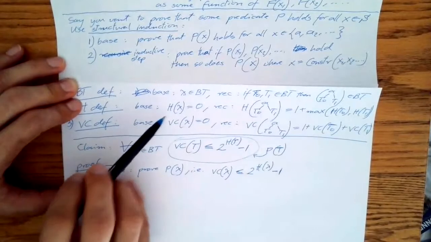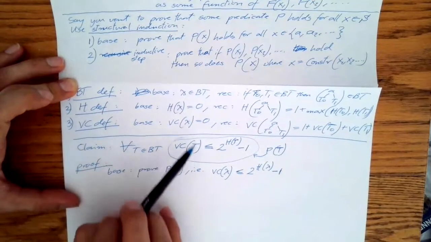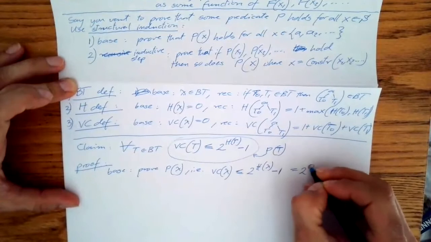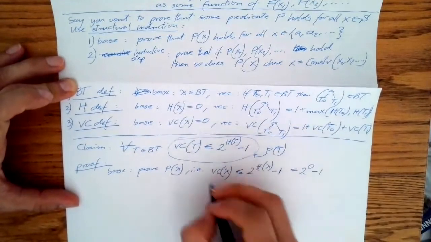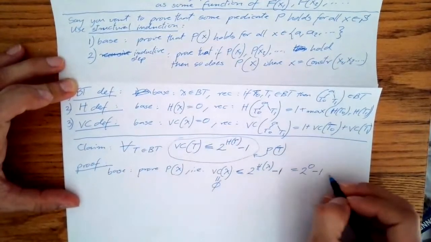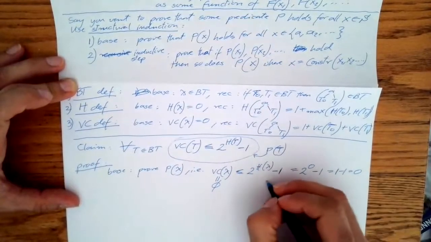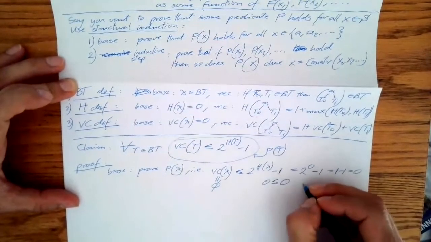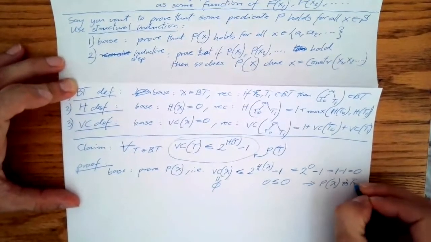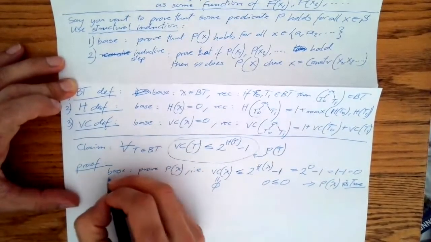Okay, now I look up the recursive definition of H and the recursive definition of VC, and I know that H of an empty tree is 0. So this is 2 to the 0 minus 1. And I know that VC of an empty tree is 0 as well. So let's evaluate this numerically. Well, this is 1 minus 1, which is 0. And 0 is upper bounded by 0. So P of the empty tree is true. Okay. And that ends the proof for the base case.